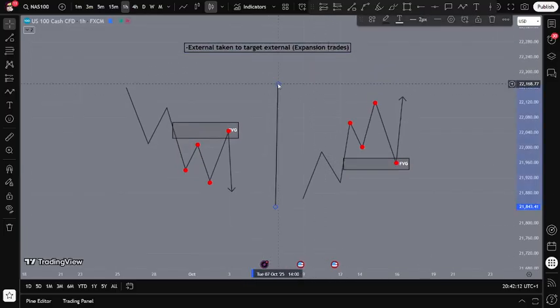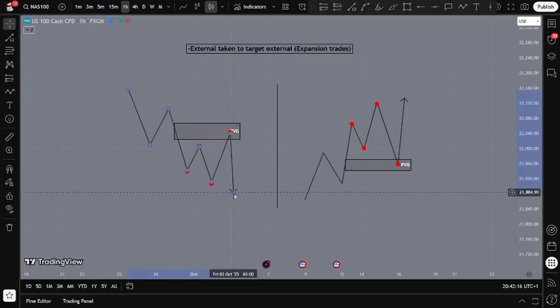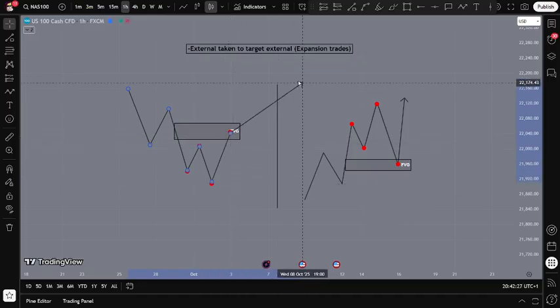The second one is external taken to target an external expansion trade. So this one can be used only as an expansion trade, not like the pullback trade. So this one is when market is here, right? Let's say this one is when market is pro bearish and market swept this external. From here only you can target another external because this one is going to be an expansion trade.